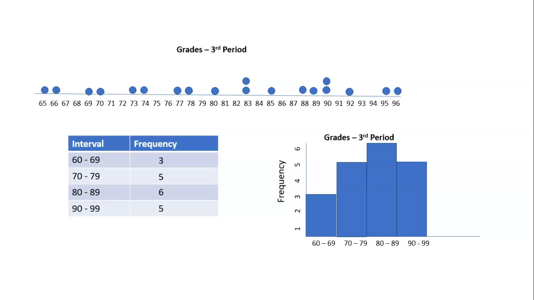And again, you can see the shape of the data pretty easily, and you can get a summary of, well, only a few people got below a C. Most people scored a C or higher.